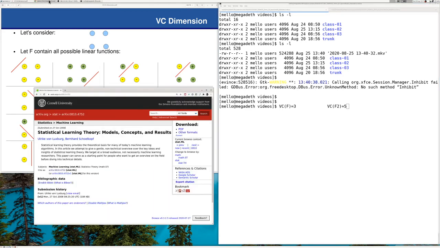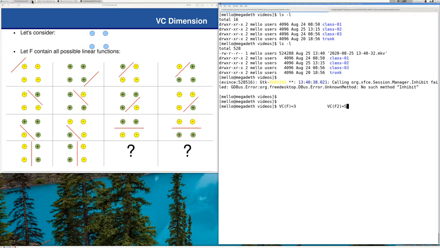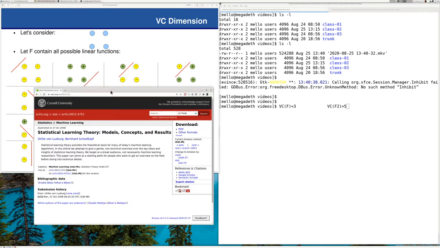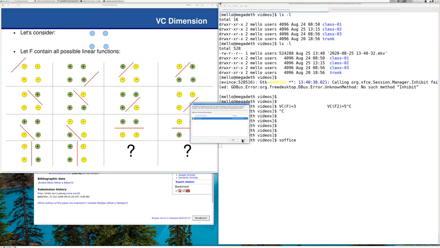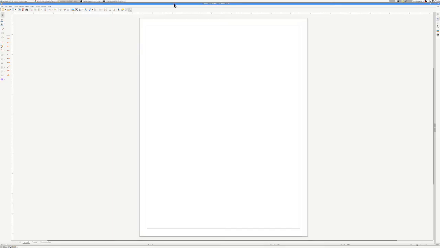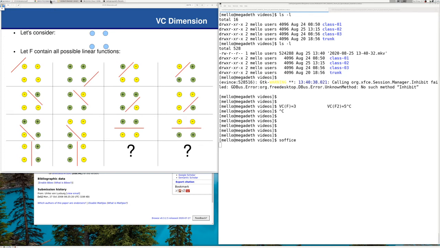Why is that the case? Let me see. I think I had something over here. Let's see. Yeah, I can draw over here. You can open some Open Office over here. Oh yeah, could be this one. Yeah, I suppose it is. Let's see. Is this a draw? Let's see.